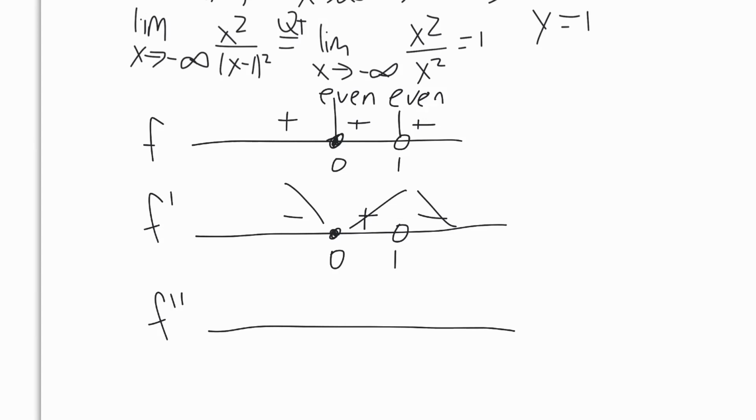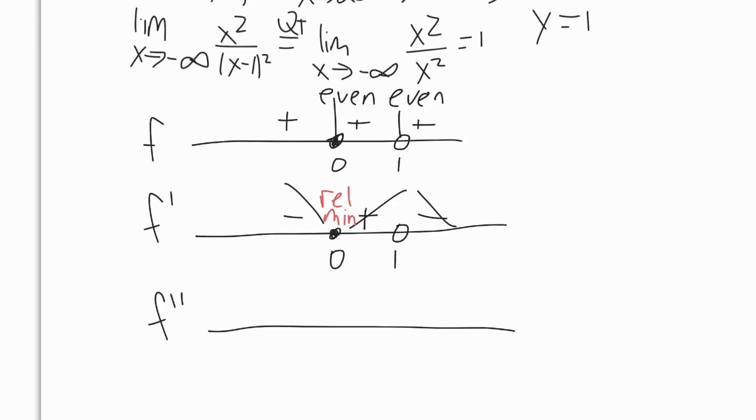Now it looks like we have a relative max at 1, but because the function is not defined at 1, that doesn't in fact give us a relative max. But we do get a nice little relative min right here at 0. We get ourselves a relative minimum.